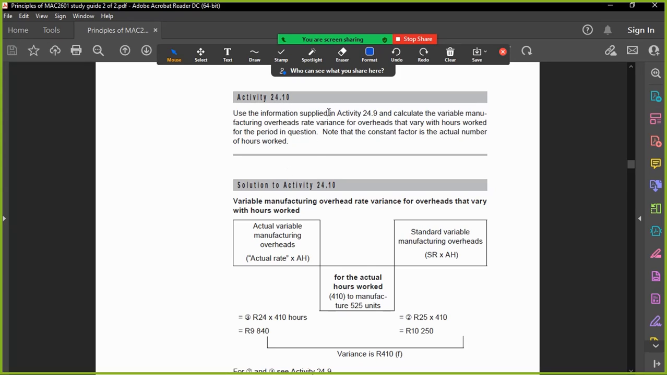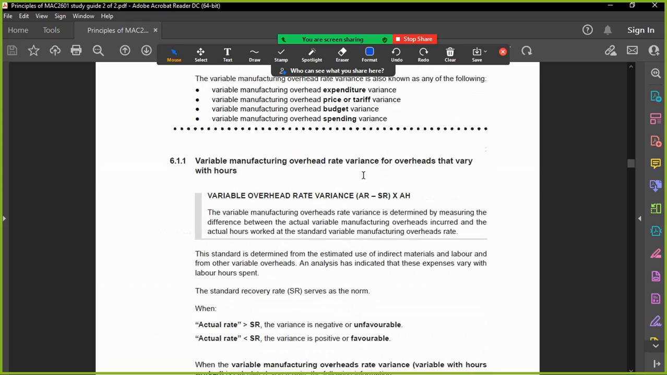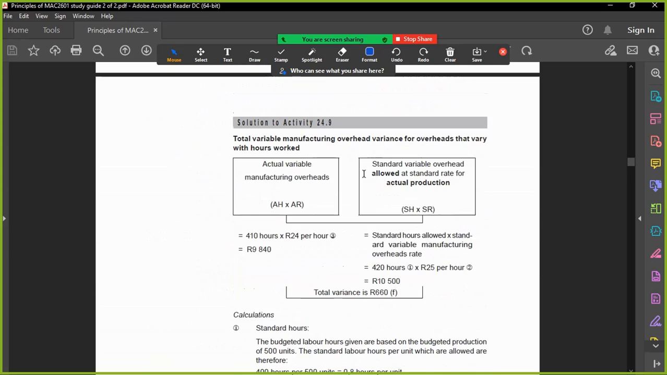Okay, use the information supplied in 24.9 and calculate the variable manufacturing overhead rate variance. Oh, okay, it's a different variance. It's not the total, you see. Do you see that? There is a difference here. This was the total variance, not the variable. Okay, this is the total variable manufacturing variance.